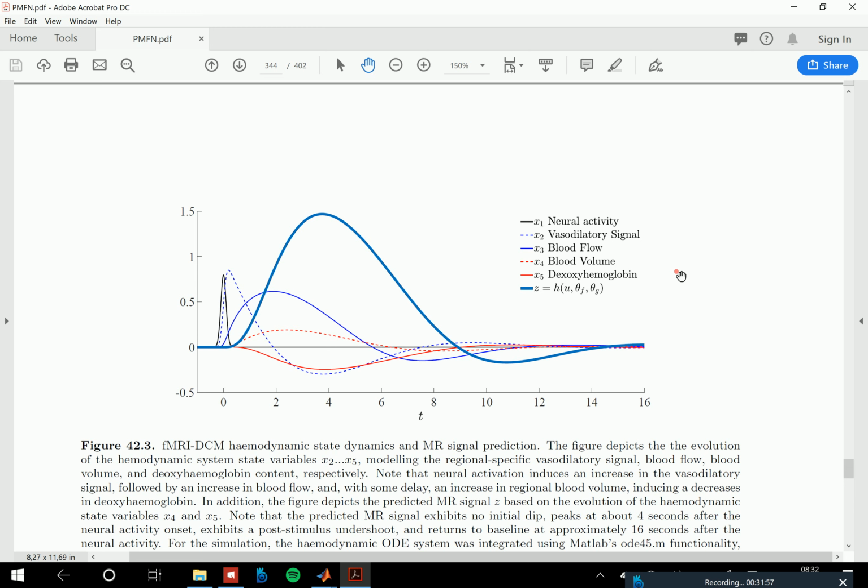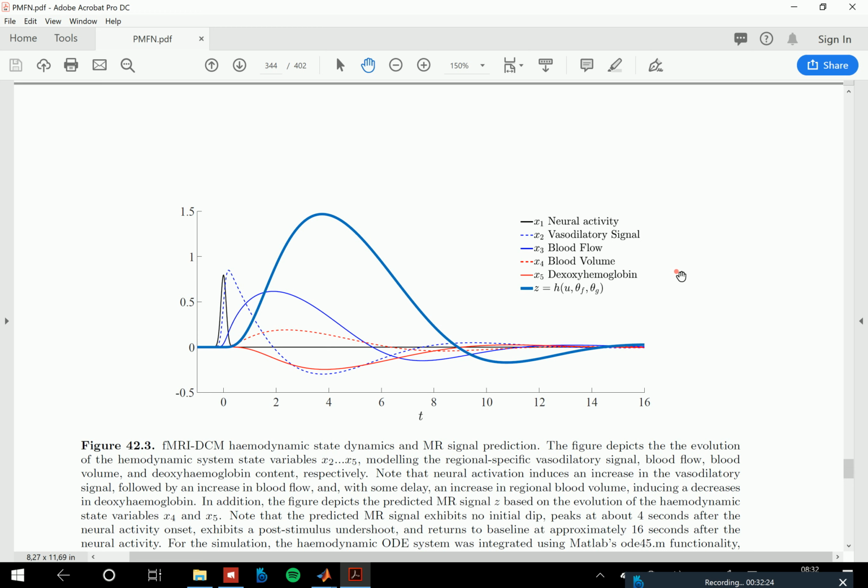So in a way, this is what should be documented in papers that really want to do DCM for fMRI. They should be clear about what's going on with these parameters, because all options exist, right? In principle, you can try to estimate all hemodynamic parameters for all regions, or not.